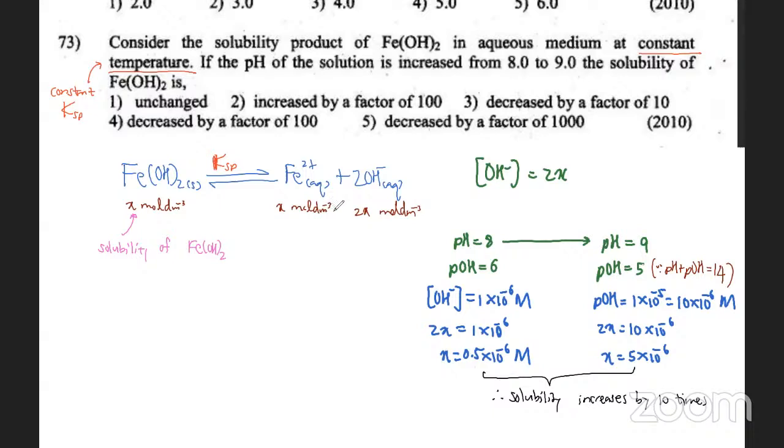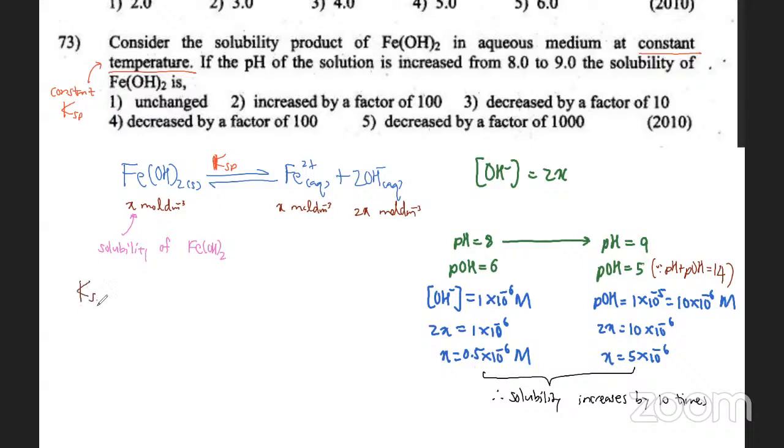So wait, this part, there's a problem. OH minus concentrations are okay. We have to substitute that and see what will happen to Fe2 plus concentration. Shall we try that now here, with these two values, 10 to the power minus 6 and 10 to the power minus 5 for OH minus? Let's see if we can find out what Ksp is.